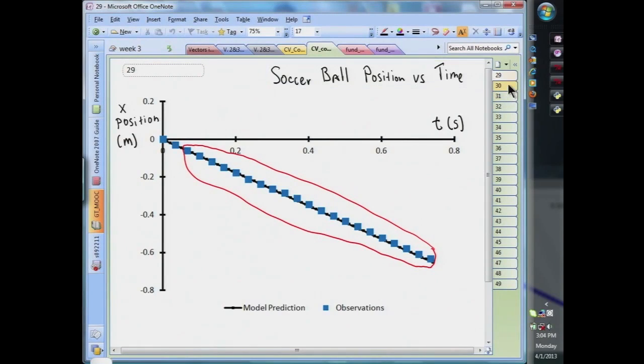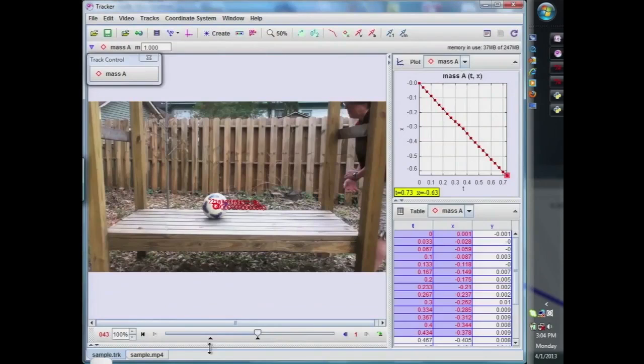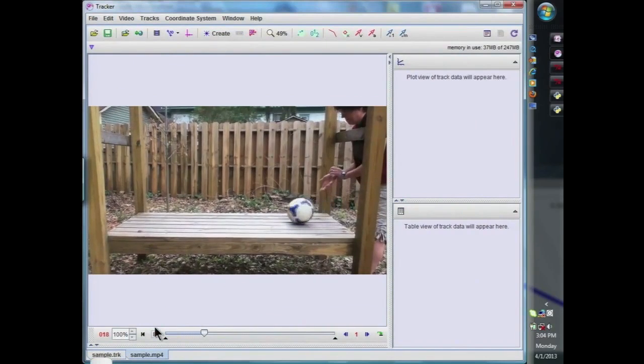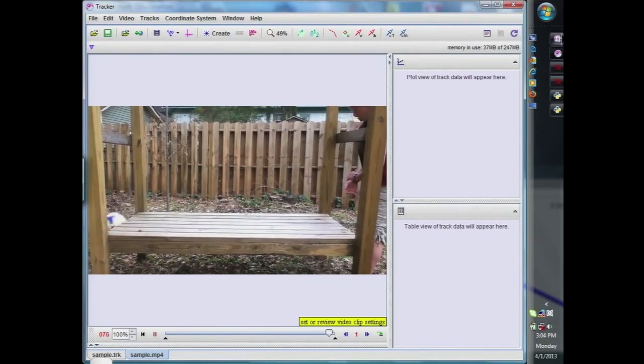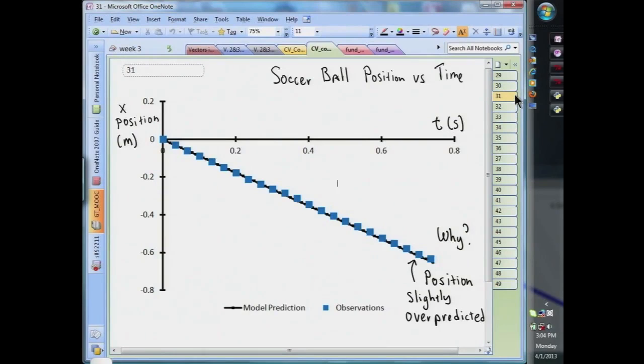Let's apply our evaluation process on the experimental side, where if we look a little more closely at the motion of the soccer ball, we would notice that the ball not only goes from right to left, but also drifts a bit from front to back. So, perhaps, if we look at late times, maybe this could explain why we overpredict a little the observed position of the ball.